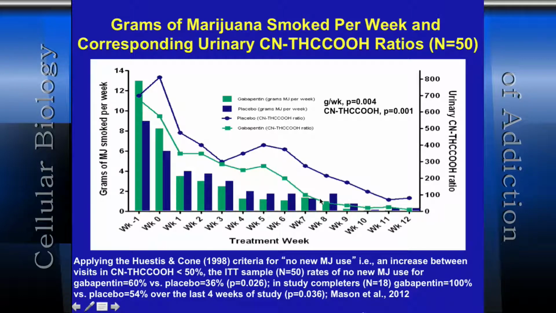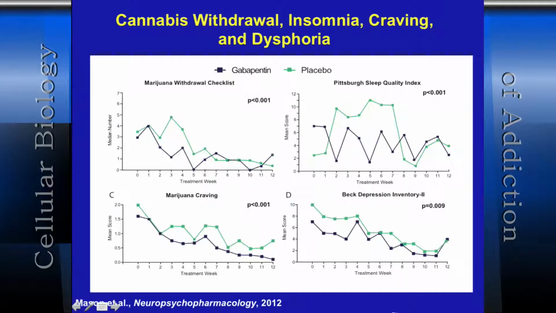And then in terms of the effects on the subjective symptoms of protracted abstinence, the marijuana withdrawal checklist is a validated checklist of marijuana symptoms that encompasses some of these others. But you'll see, marijuana has a very long half-life, as you probably know. You can test positive in your urine for up to 30 days after your last use, especially if you're a regular heavy user.